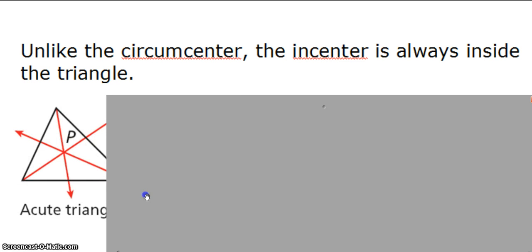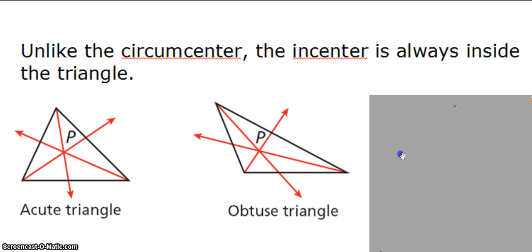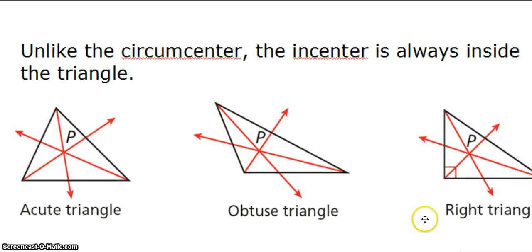Let's see what this looks like. Okay, so we can see the angle bisectors locating the incenter of an acute triangle. And of an obtuse triangle, the incenter is still inside of the triangle. And finally, of a right triangle. And again, the incenter is interior.